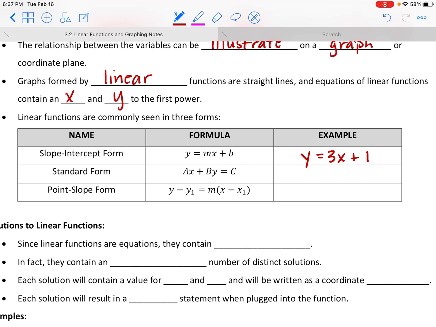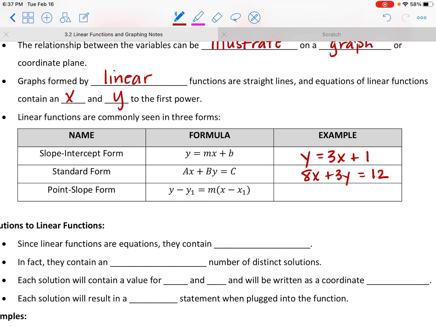An example of a linear function in standard form might be something like 8x plus 3y equal to 12, where a, b, and c get replaced with numbers, but again, you still have your equal sign, you still have your x to the first, you still have your y to the first.